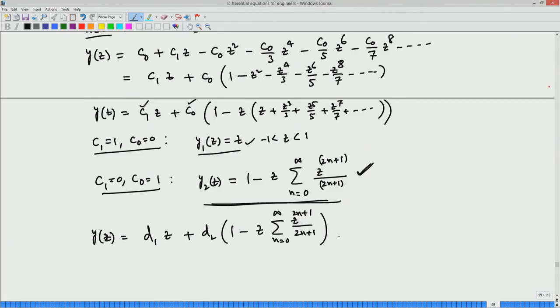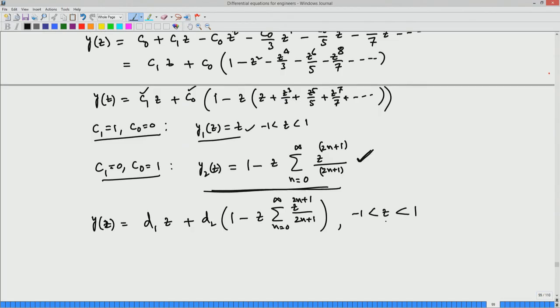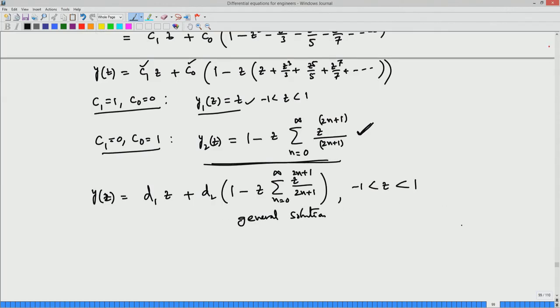This power series converges for every z between minus 1 and 1. It is converging absolutely and uniformly within this domain. So, this is the general solution in z. That is why z is between minus 1 and 1. You can also write it in terms of x, as we know already.